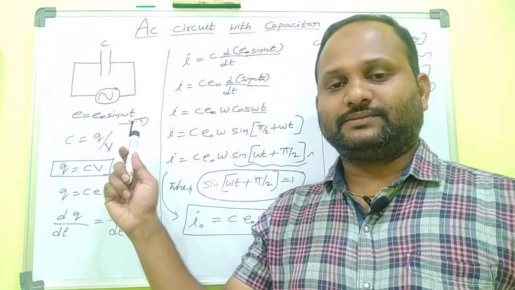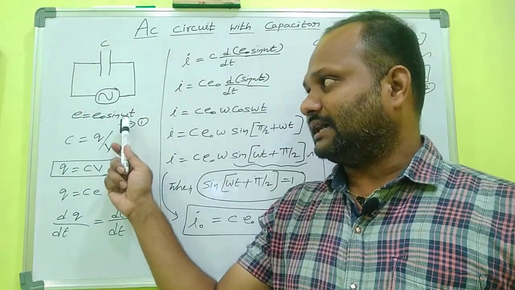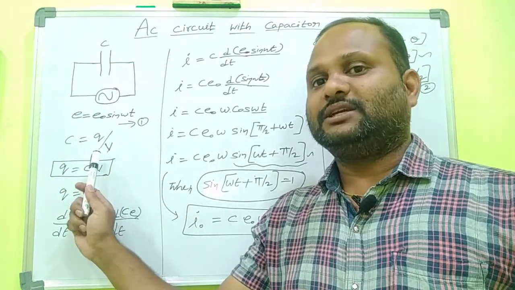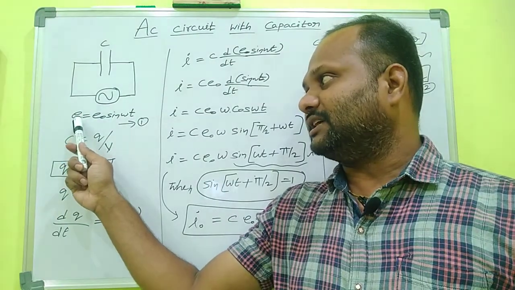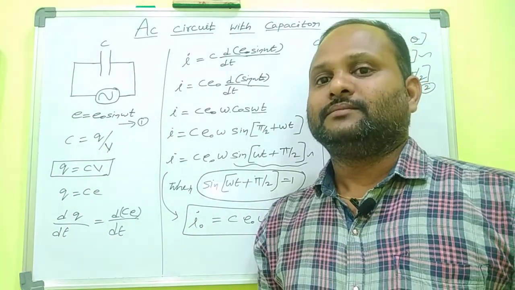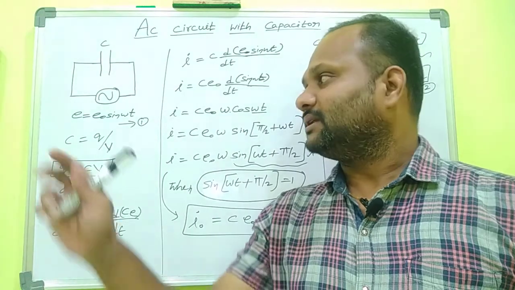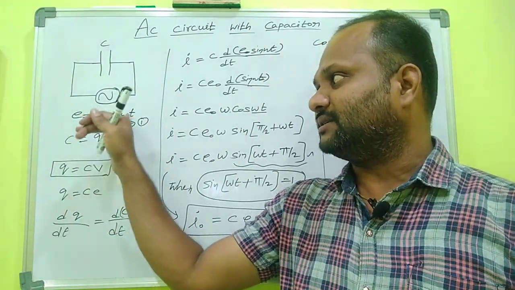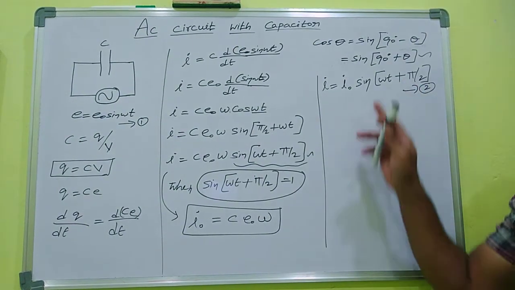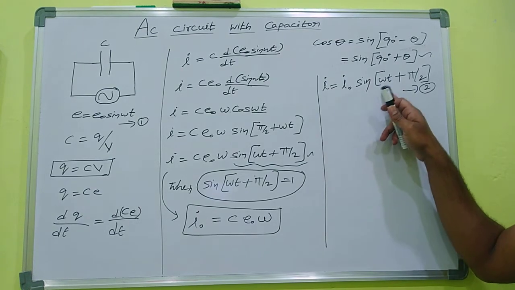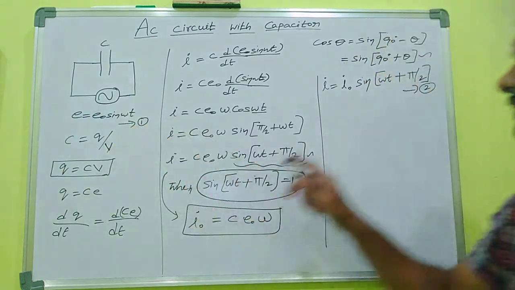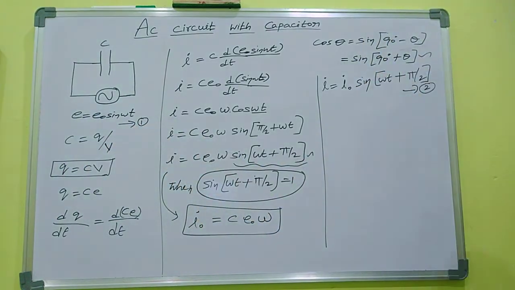What does this equation represent? At the time t, E is equal to E naught sin omega t means the instantaneous value of EMF at the instant t is in phase omega t. That means at the time t, the EMF is in the phase omega t. Here at the time t, the current is in the phase omega t plus pi by 2. So EMF is in the phase omega t, current is in the phase omega t plus pi by 2 at the time t.